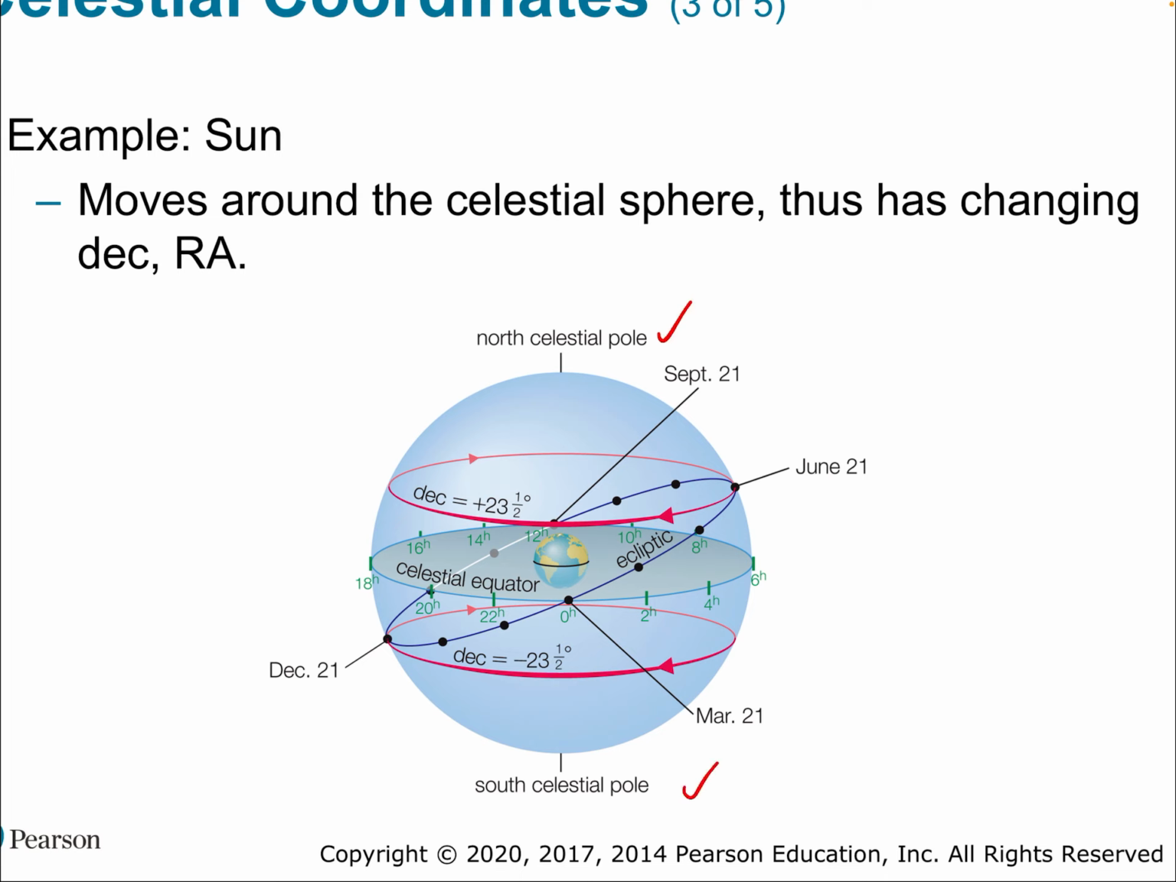We've got the poles, all right? Here's the ecliptic, so the path throughout the year, okay? And then we can see that this circle right here, this declination of positive 23.5 degrees, just shows where the sun is going to be located in the celestial sphere at the summer solstice, that highest point.